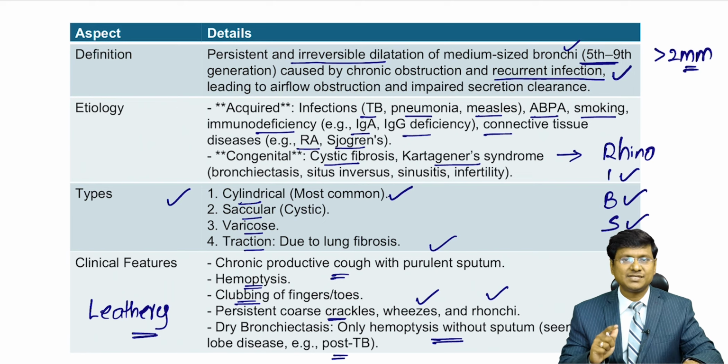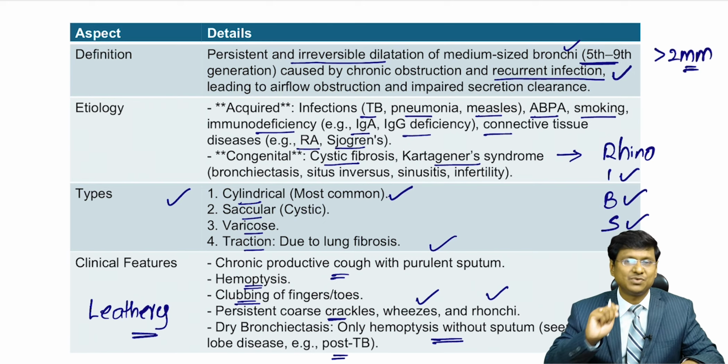And in dry bronchiectasis, what will you have? You will have only hemoptysis. Sputum production will not be there. That is what is called dry bronchiectasis or Bronchiectasis sicca.